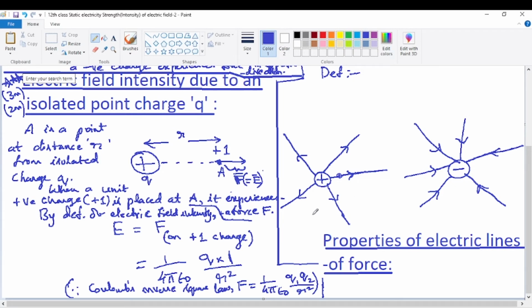So this is example 1 we have taken. This is a separate example. This is another example, separate example. Now we'll take a third example. What is the third example? Where the field is due to both the charges. This is an isolated positive charge, this is an isolated negative charge. Both are separate examples. What if we take a pair of equal and opposite charges?